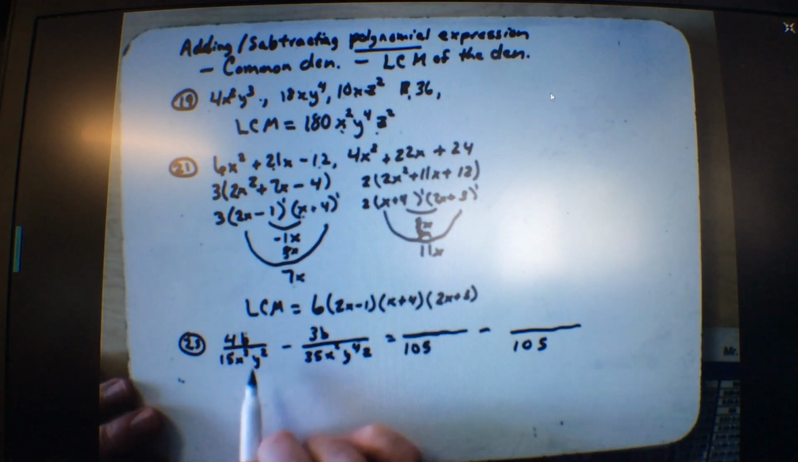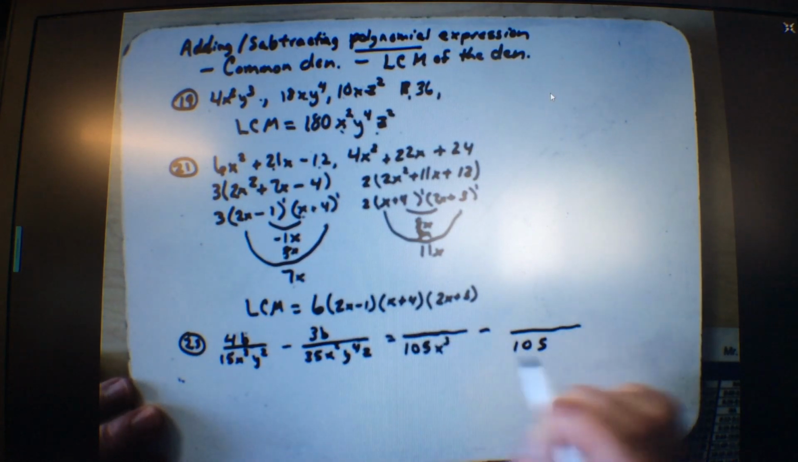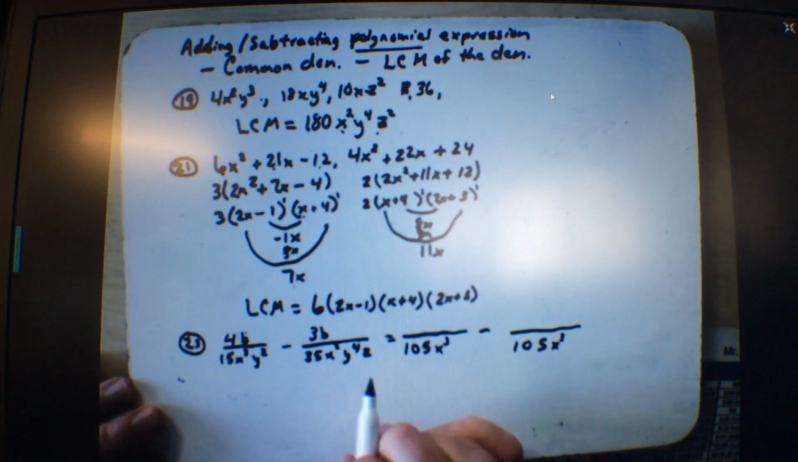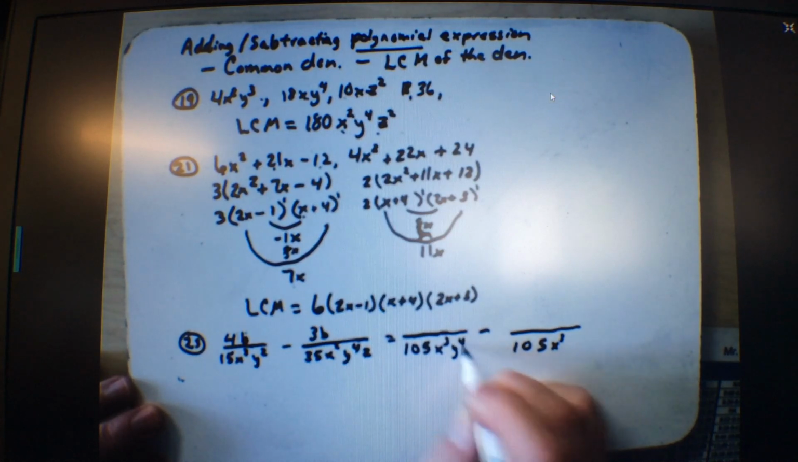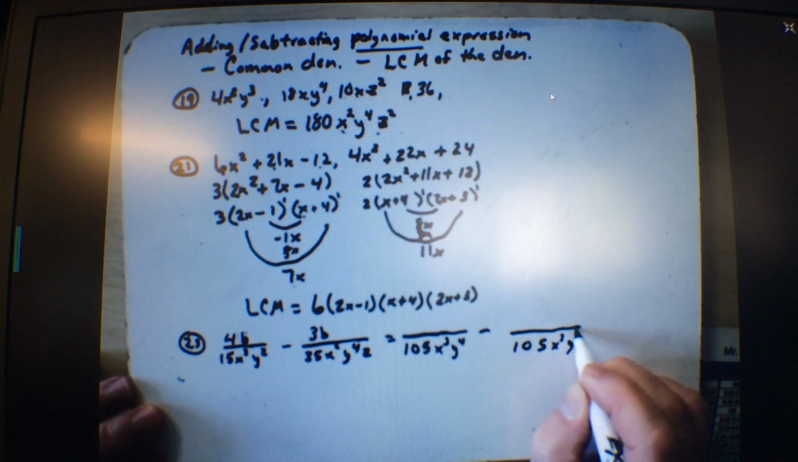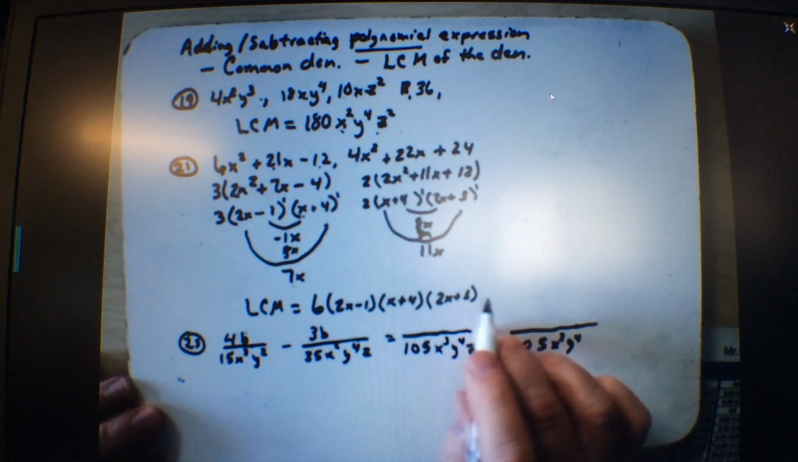We got letters. How many x's do we have? What is the greatest amount of x's we have? 3. So we have x to the third, x to the third. What's the greatest amount of y's? 4. Y to the 4th, y to the 4th. And then we have a z, don't we? So that goes on both of them? Yes.